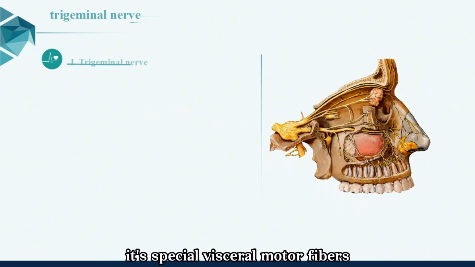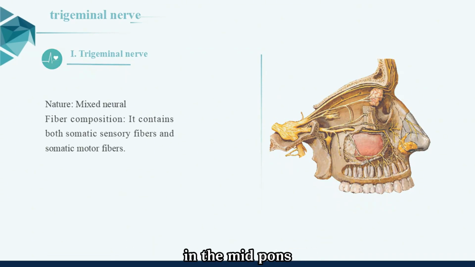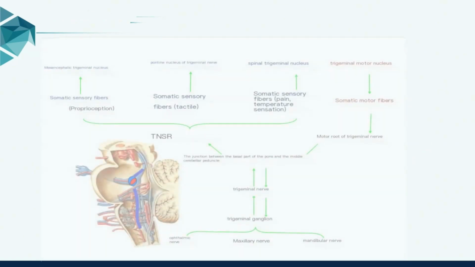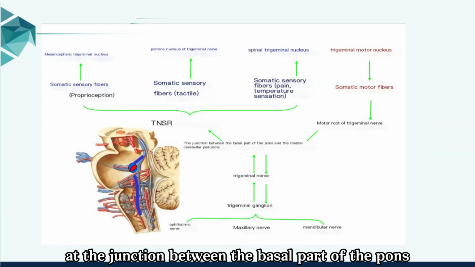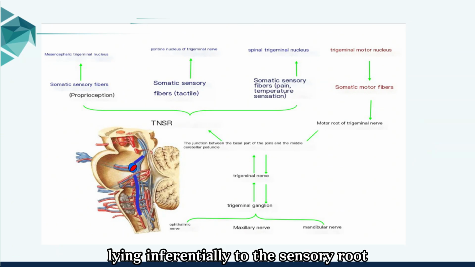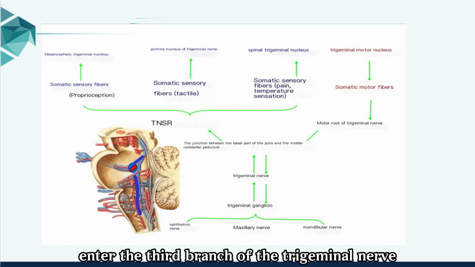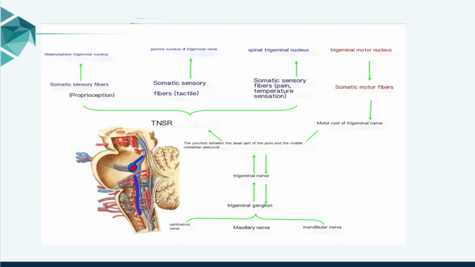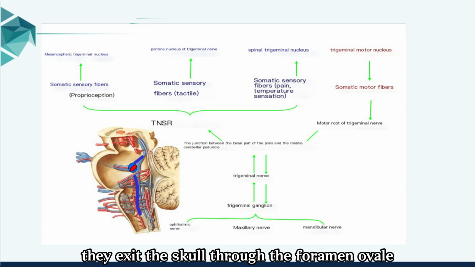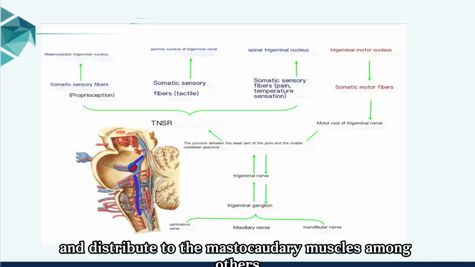Its special visceral motor fibers originate from the motor nucleus of the trigeminal nerve in the midpons, form the motor root of the trigeminal nerve, exit the brain at the junction between the basal part of the pons and the middle cerebellar peduncle, lying inferomedial to the sensory root, and finally enter the third branch of the trigeminal nerve, the mandibular nerve. They exit the skull through the foramen ovale, follow the branches of the mandibular nerve, and distribute to the masticatory muscles, among others.